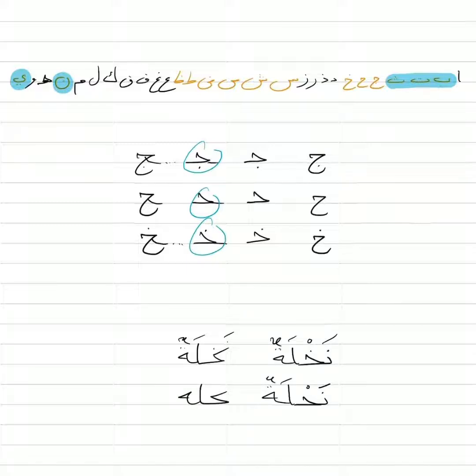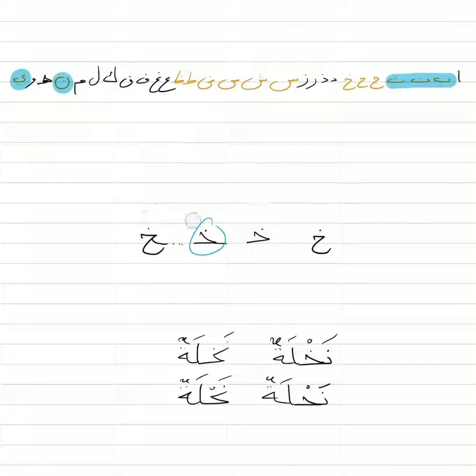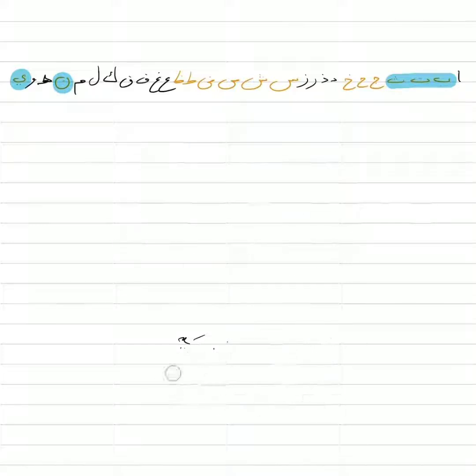So this line on top has to have a dot. And in this case, the dot is on top because it's a noon. And here in this case, since this triangle shape doesn't have a dot, we know it's a ha. And then you write the rest of the letter as normal, yeah? So nahlatun.